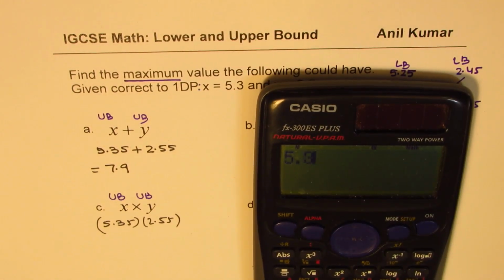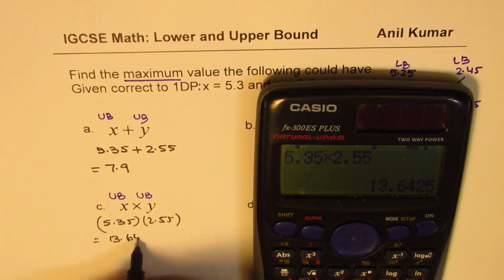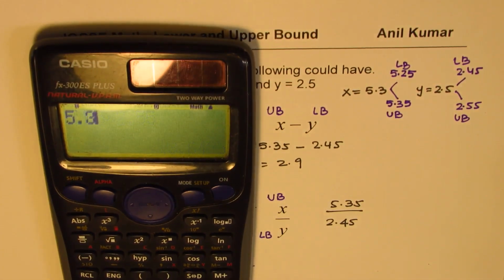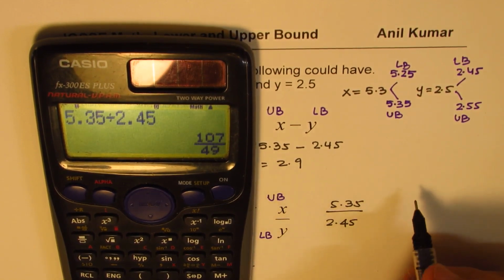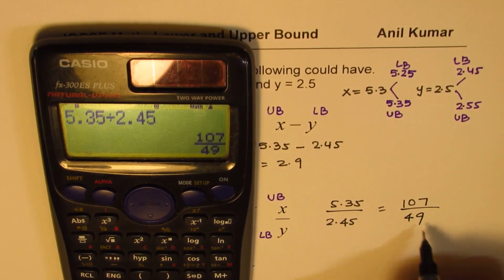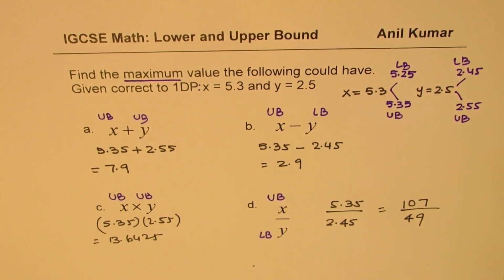So we have 5.35 times 2.55, which is equal to, let's write the decimal equivalent, 13.6425, and the other case is 5.35 divided by 2.45, which gives us, we could also write it in fractions, right? 107 over 49. Perfect. So that is how you're getting the maximum values.